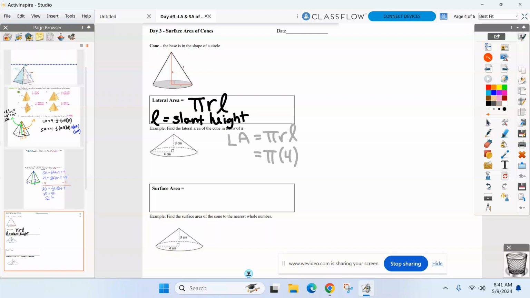Yeah, you're right. What do I need to do to find the slant height? Pythag. You want to set it up for me? Yeah. 4 squared plus 3 squared equals 6 squared.